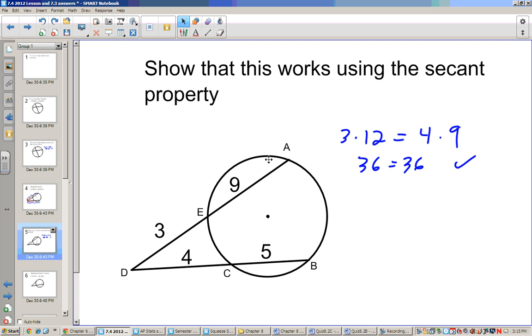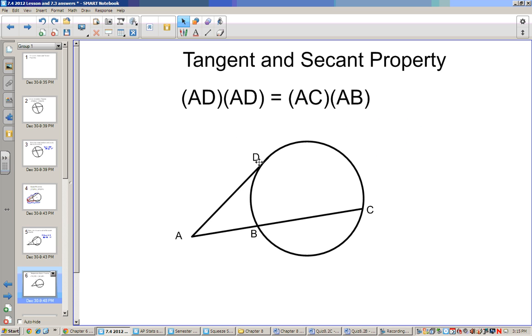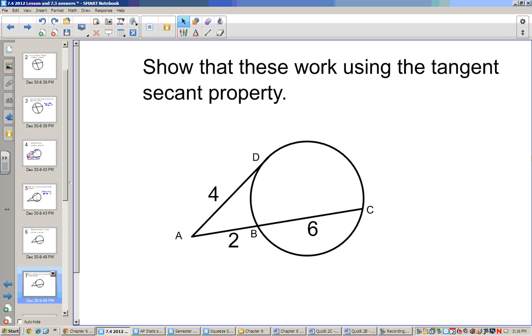Now, if we slide this to the side, we could make a tangent, and we have pretty much the same property. The tangent, it would be AD times AD is going to equal AC times AB. So now we're just going to square the tangent. So, for instance, 4 squared, 4 times 4, is that equal to 2 times the entire thing, which is 8? Well, 4 squared is 16. 2 times 8 is 16. So we can see that this property works.